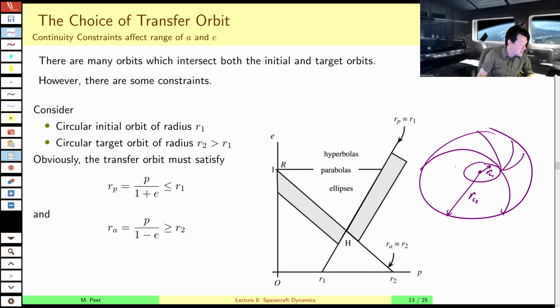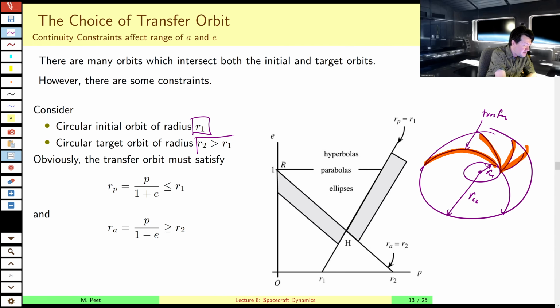So let's consider the constraints. Obviously, for our transfer orbit, the initial point on our orbit has to be r1, and the final orbit has to be r2. So when we get there, we have to be at r2, and when we leave, we have to be at r1.